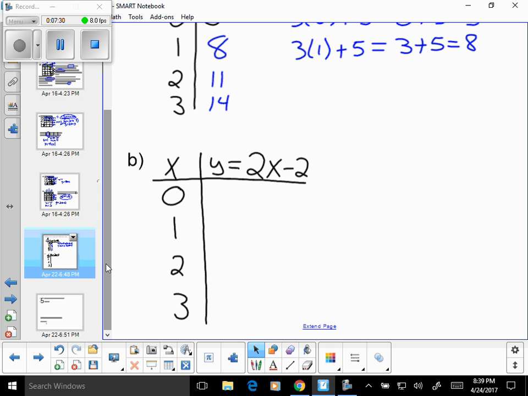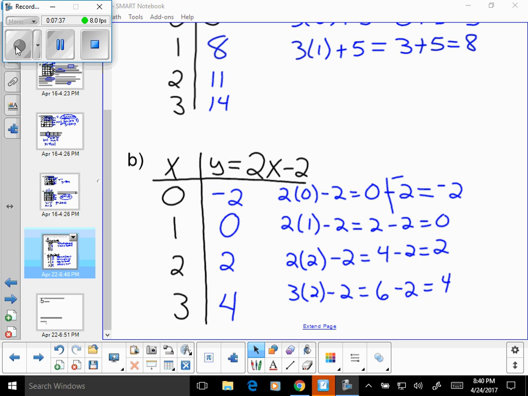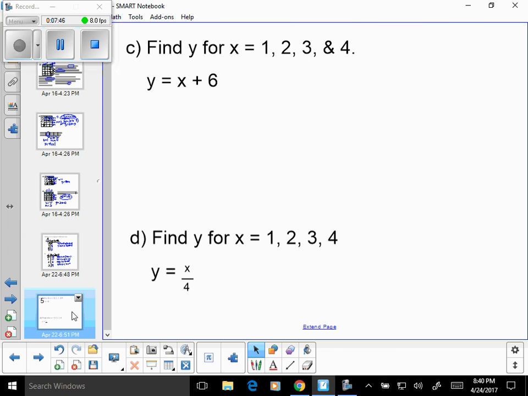For example B, please hit pause. You do the work, and then I will put the answers in for you. Well, class, how did you do? Did you get the -2, the 0, the 2, and the 4? I did show you how to work it through over on the side if necessary. Let's go on to example C.